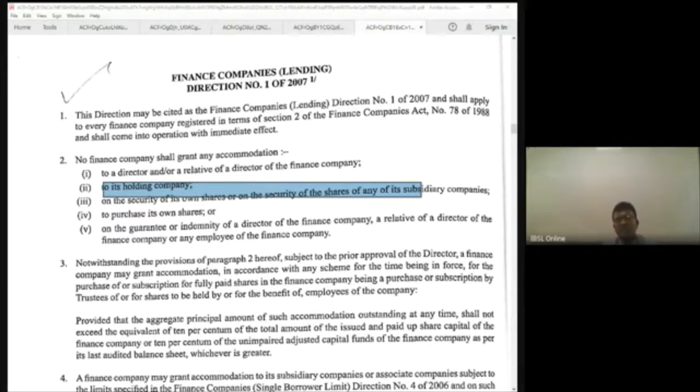How much is the security value? You have 1 million shares of John Keells Holdings, where each share is 200 rupees. What is the rupee value? Very good. The rupee value is 200 million. Against this 200 million security you are providing, I'll give you another 200 million as a loan, only to buy shares.